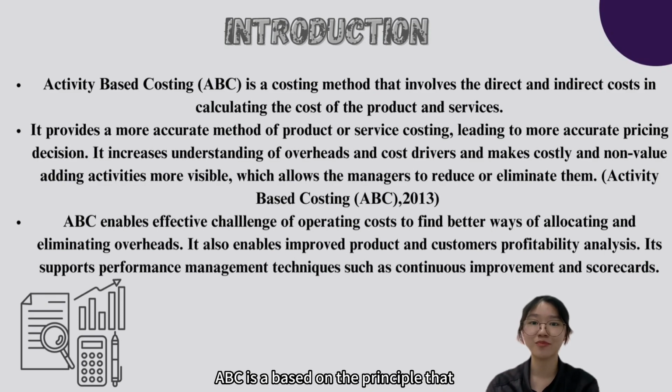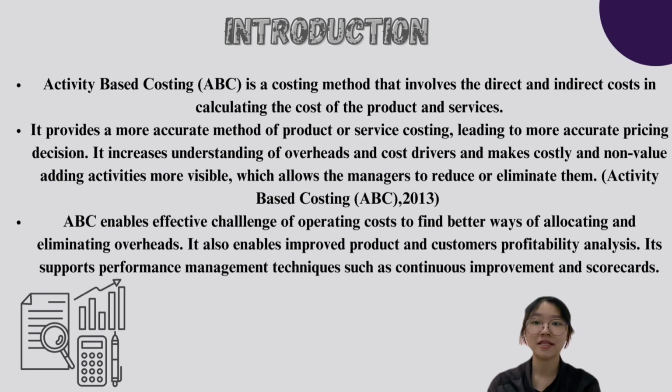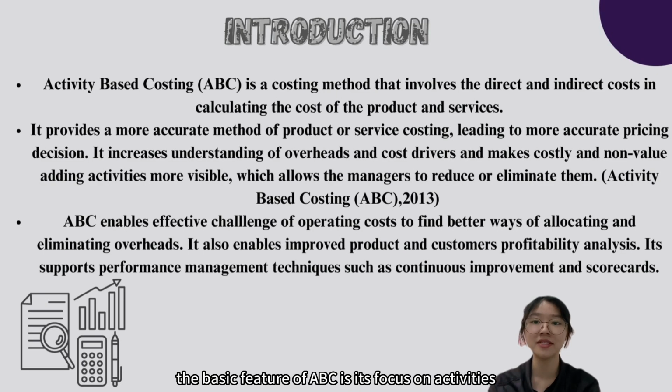ABC is based on the principle that products consume activities. This enables effective challenge of operating costs to find better ways of allocating and eliminating overheads. The basic feature of ABC is its focus on activities performed to produce products. ABC tries to ascertain the factors which are responsible for each major activity, the cost of these activities, and the relationship between activities and products.